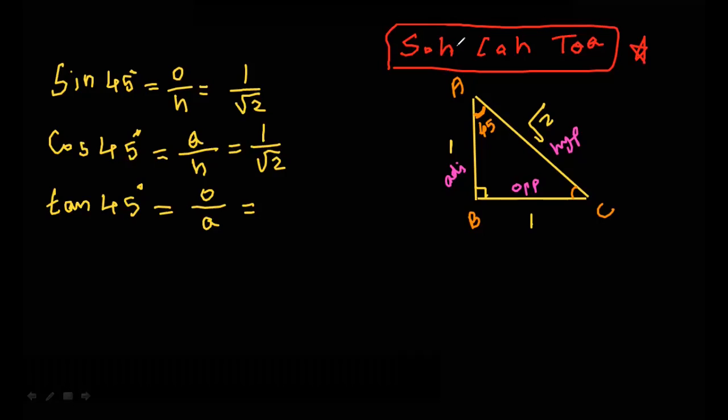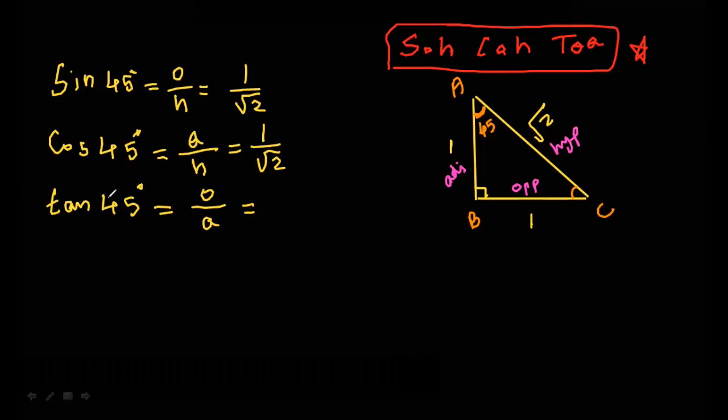Sine is opposite side by hypotenuse. Cos is adjacent side by hypotenuse. Tan is opposite side by adjacent. And the reciprocal of sine is cosec, so it will be hypotenuse by opposite. Reciprocal of cos is sec, so it will be hypotenuse by adjacent side. Reciprocal of tan is cot, so it will be adjacent side by opposite side.